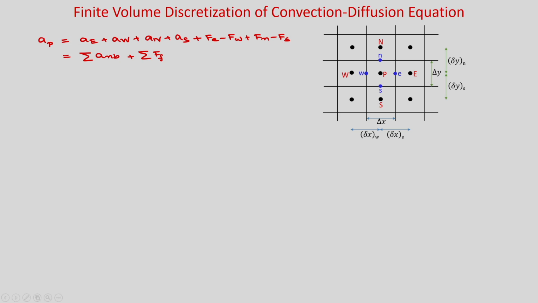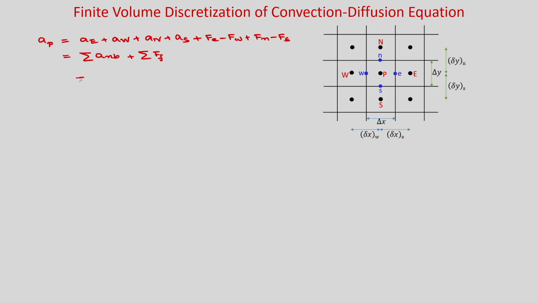So, this is the net outflow from the control volume P. Okay, so that means it is the continuity equation. If you integrate the continuity equation over this volume, then you will get this. That means the summation of Ff is Fe minus Fw plus Fn minus Fs, and you know what Fe is?